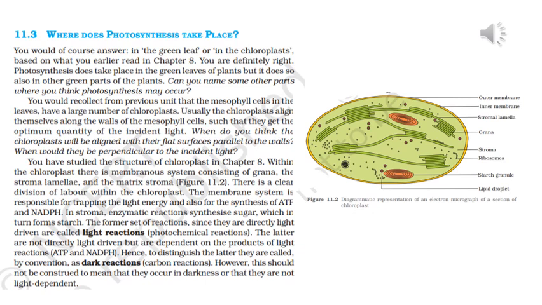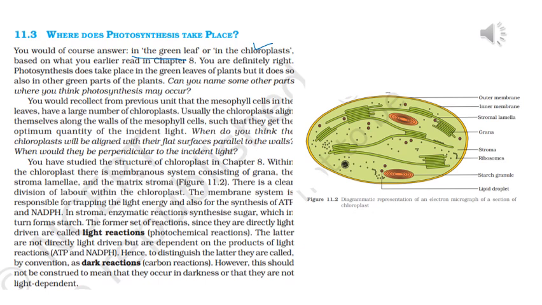11.3 Where does photosynthesis take place? You would of course answer in the green leaf or in the chloroplasts. Based on what you earlier read in Chapter 8, you are definitely right. Photosynthesis does take place in the green leaves of plants, but so also in other green parts of the plants. Can you name some other parts where you think photosynthesis may occur?